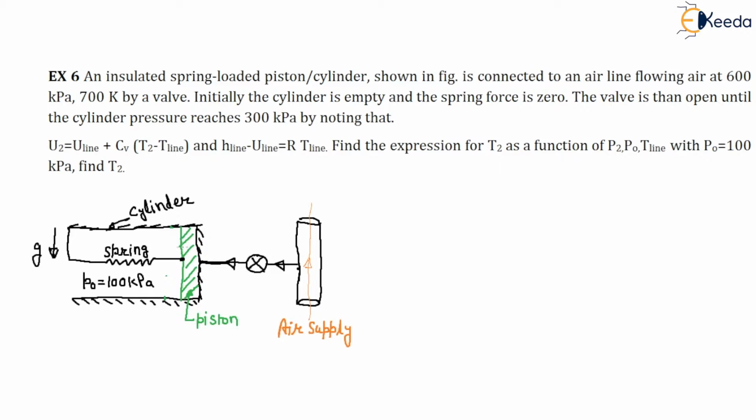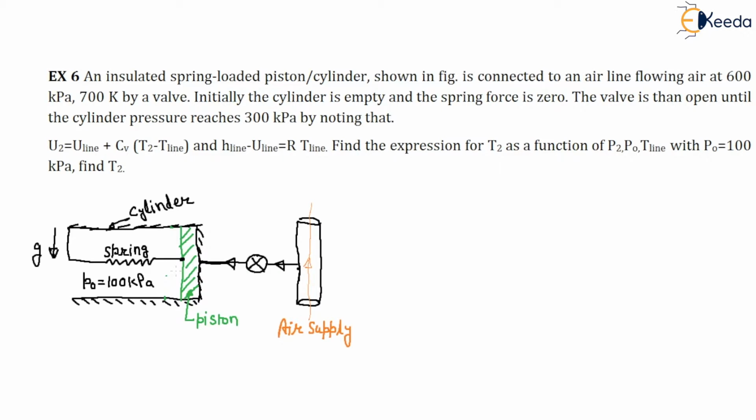How? See, an insulated spring loaded piston cylinder shown in figure is connected to an air supply line. This is your air supply line, flowing air at 600 kilopascal and 700 Kelvin by the valve. That means this is your inlet condition. Initially, the cylinder is empty. That means state 1 is empty and the spring force is 0. It just touches the spring, right?